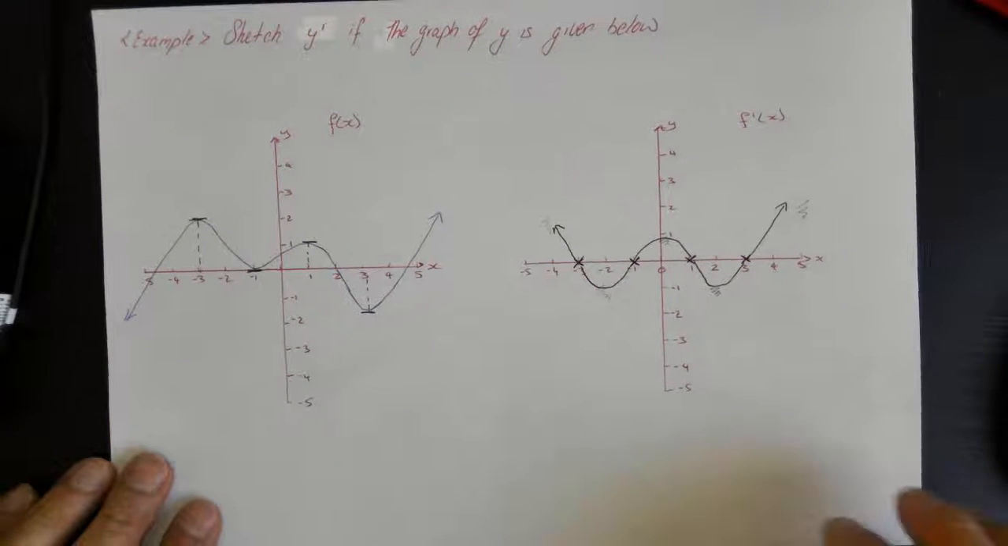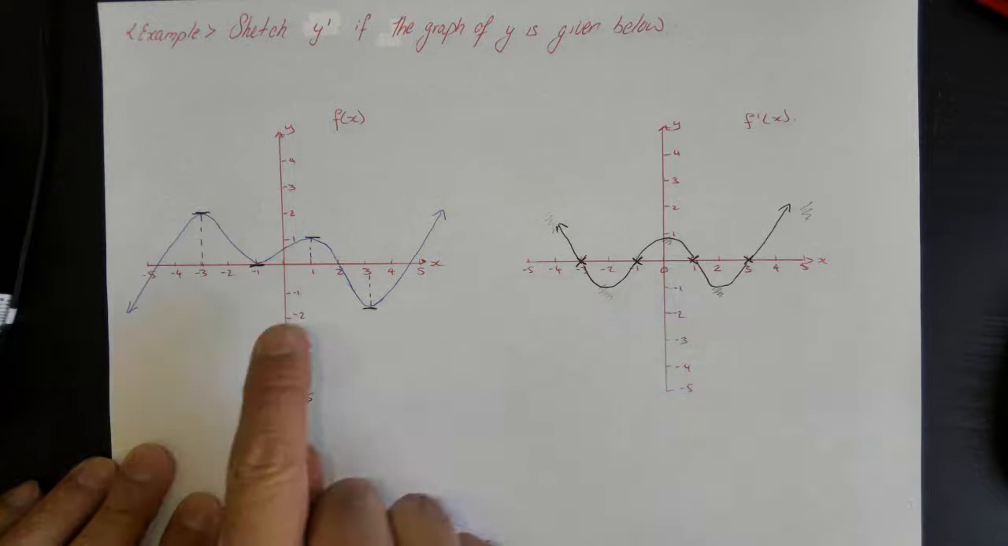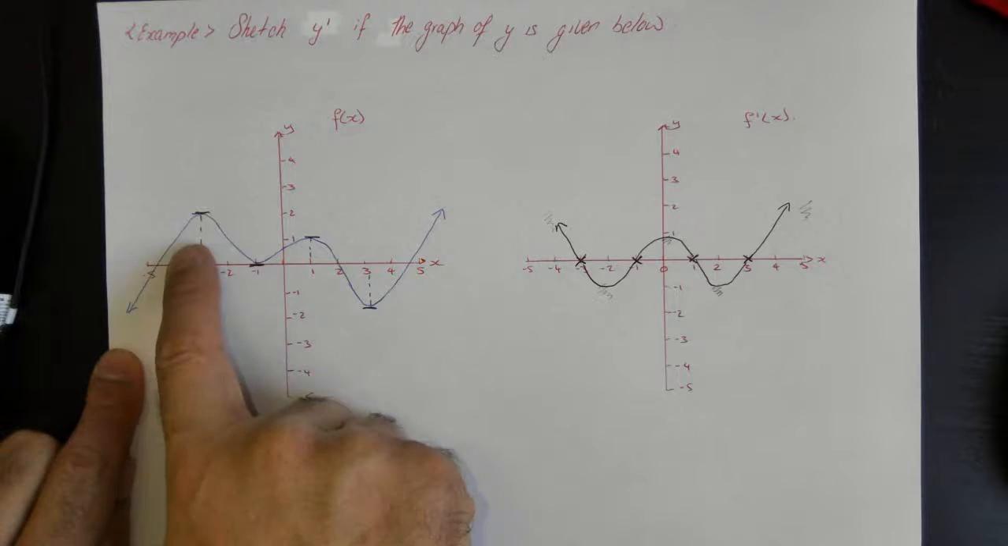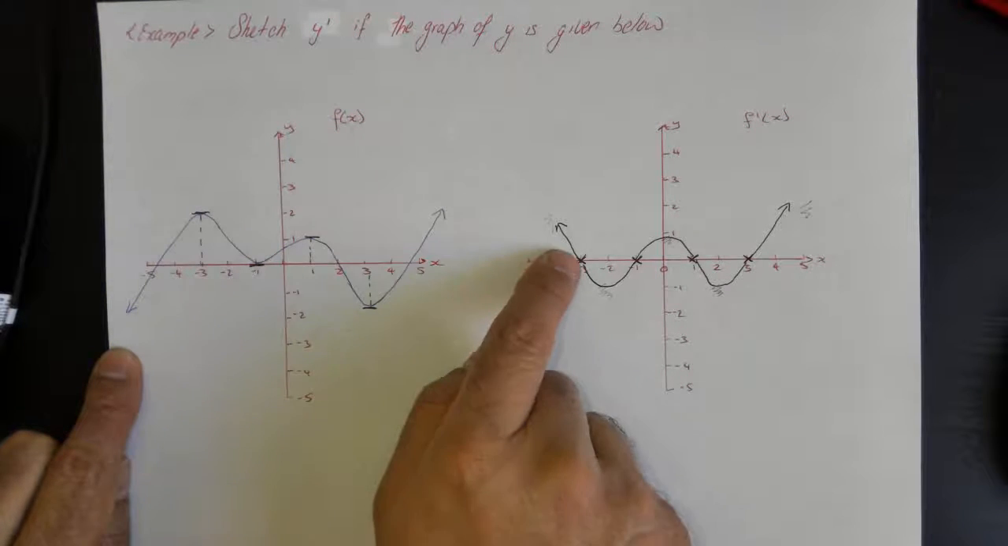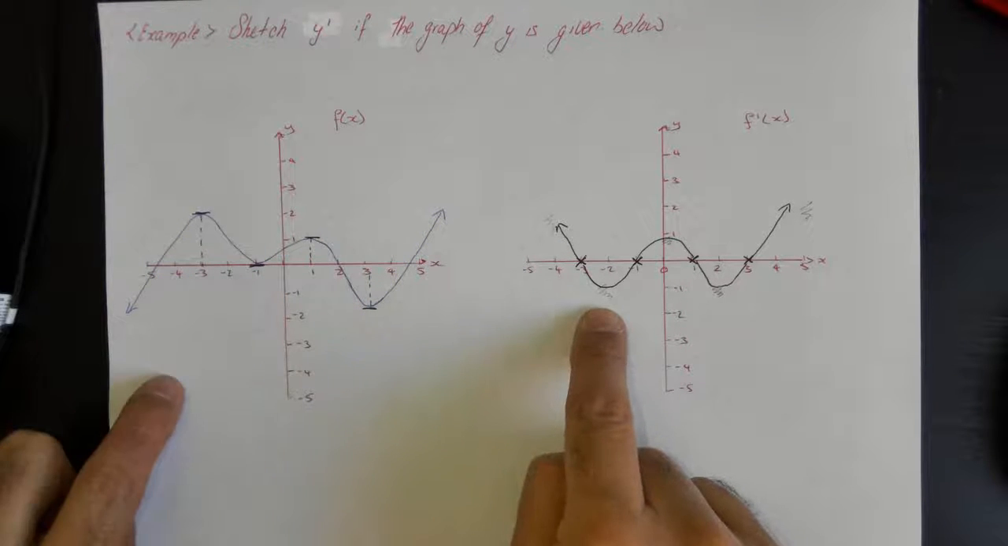Okay, and that's how we're going to draw the derivative function based on the original function. Find stationary points, identify where the function is increasing or decreasing. If it's increasing, we draw the new function above the x-axis. If it's decreasing, we draw below the x-axis.